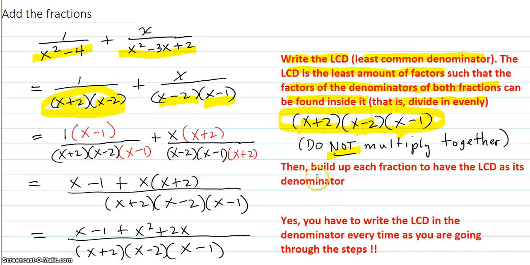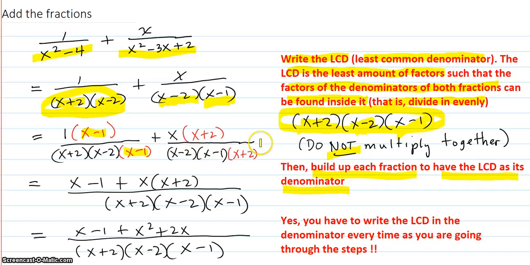Now you want to build up each fraction to have the LCD as its denominator. So you look at the x plus 2 and the x minus 2. You look over here at the LCD. It doesn't have an x minus 1. So you create an x minus 1 in the denominator to make the LCD be there, but you can't just go around multiplying by the denominator unless you multiply the same thing in the numerator so that it cancels out and equals 1. Same thing over here.